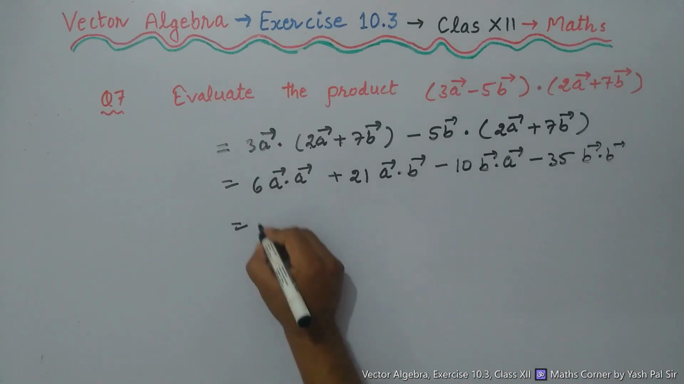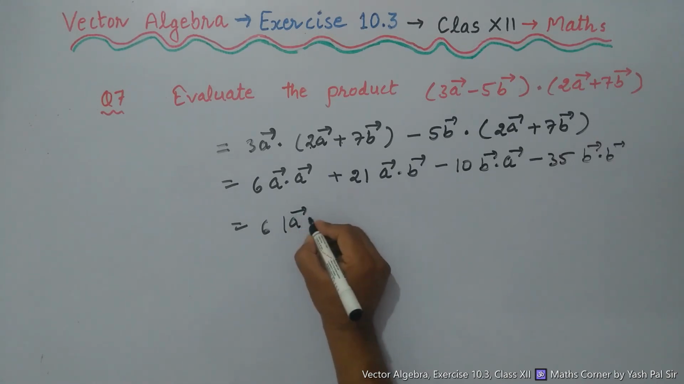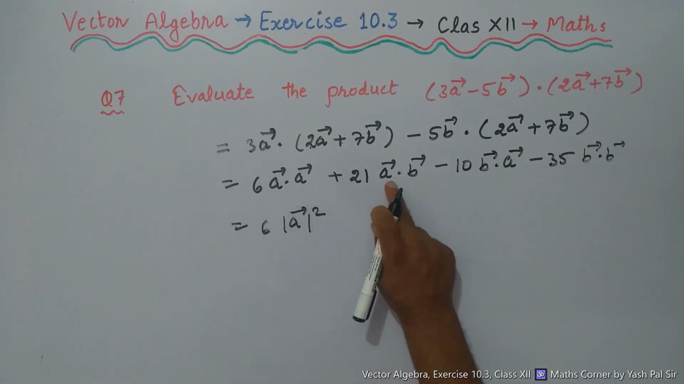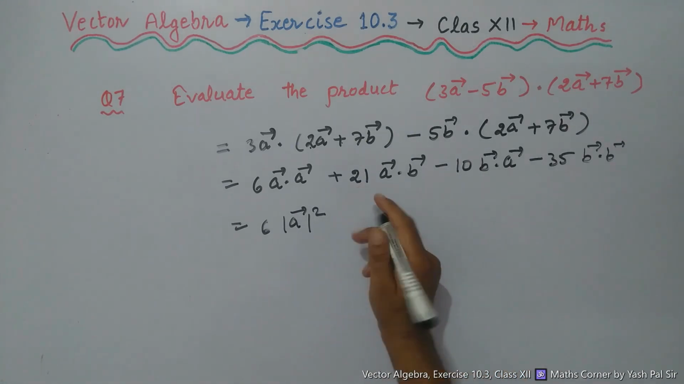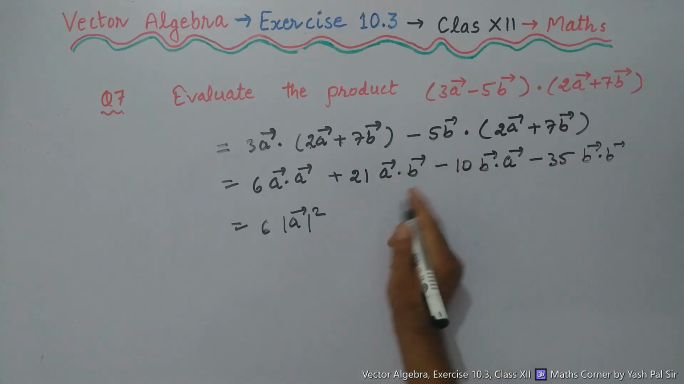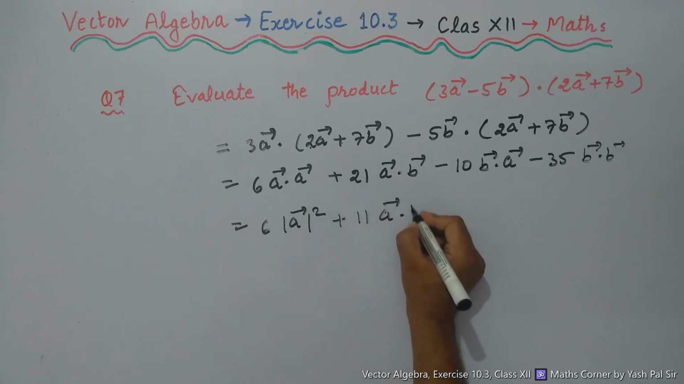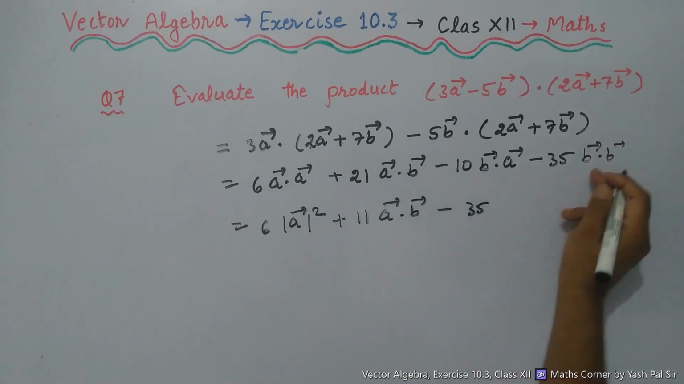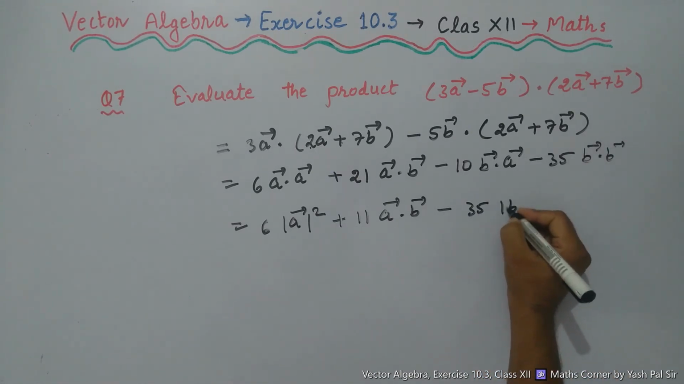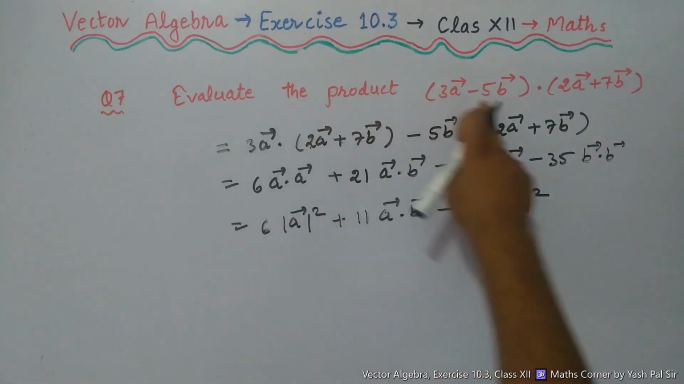So this becomes 6 into magnitude of vector A whole square. a dot b and b dot a are equal, so the answer is 21 minus 10, plus 11 a dot b, minus 35 magnitude of vector b whole square. This is the required answer to the given question.